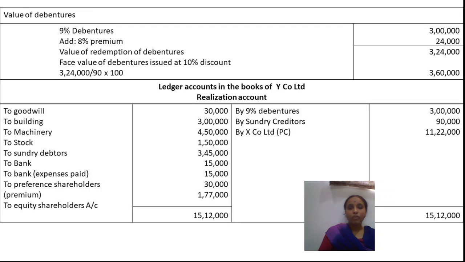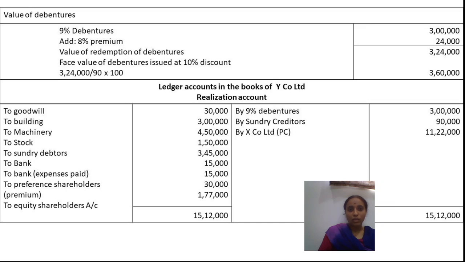Ledger accounts in the books of the transferor company, that is Y Company Limited. The realization account you are going to prepare, incorporating all the assets, that means transferring all the assets, liabilities, and purchase consideration to the realization account. All the assets are taken on the debit side, all the liabilities and purchase consideration are taken on the credit side, and we do balance. If the credit total is greater, we get realization profit, which is transferred to the equity shareholders account. If the debit total is greater, we get realization loss, which is again transferred to the equity shareholders account.